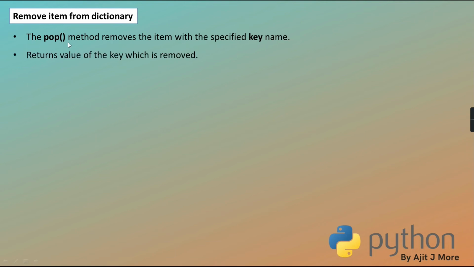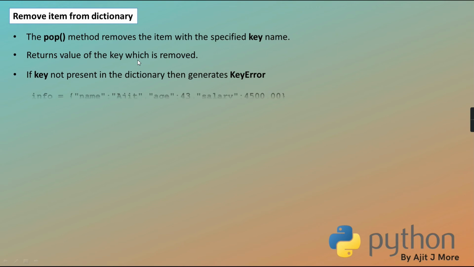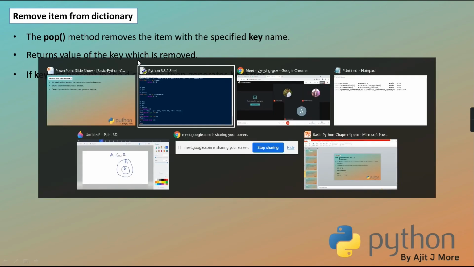Okay? And when it deletes that item, it returns its value. So it returns the value of the key which is removed. Okay? And if the key is absent, it will generate an error called KeyError, if the key is not present in the dictionary. Okay? Example again.